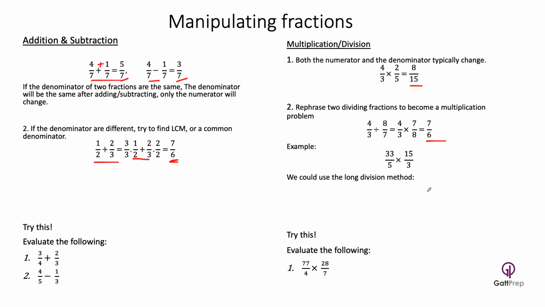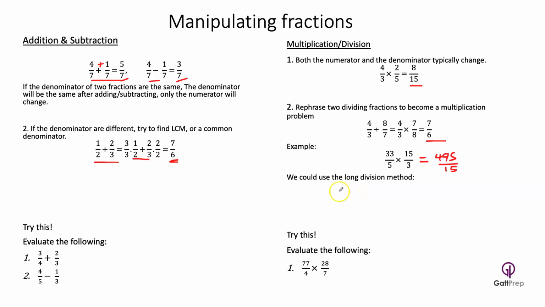Whenever we multiply fractions, we should always look to cancel common factors to reduce our answer without doing unnecessary work. Let us look at this example. 33 over 5 times 15 over 3. We could multiply the numerators and then multiply the denominators, which leaves us with 495 all over 15. And then we can proceed to use the long division method.